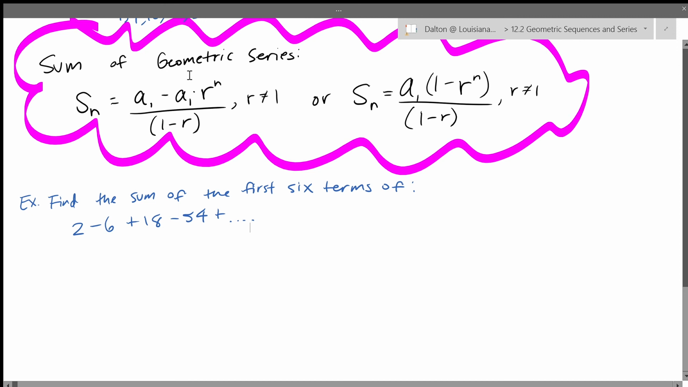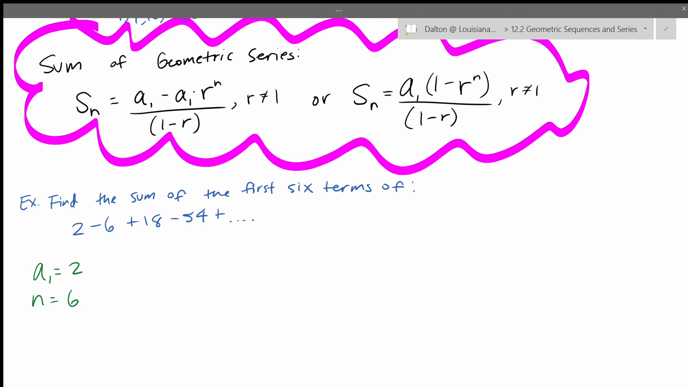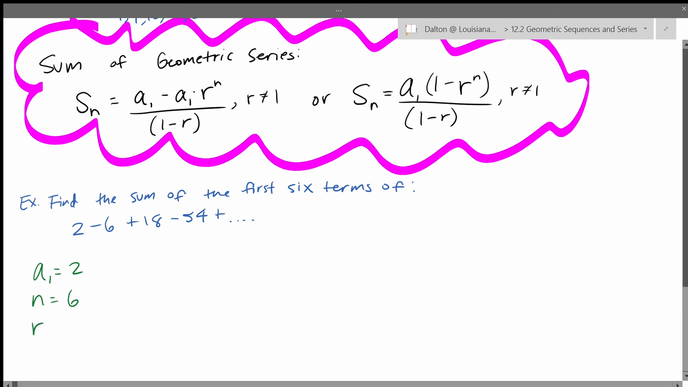So either formula you choose, you have to know a sub 1, which is your first term, and we know that a sub 1 is 2. So let's write down our information. We know our first term is 2. N stands for however many terms are in your series. In this case, n is equal to 6. And then the only other thing that we need to find is r, your common ratio.